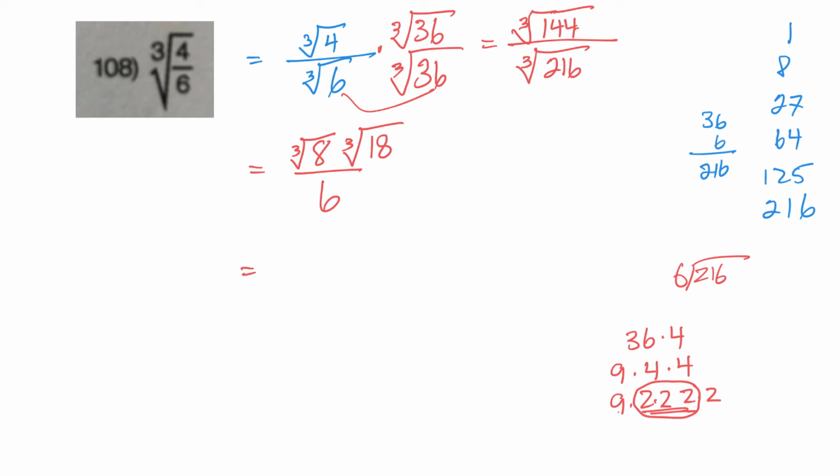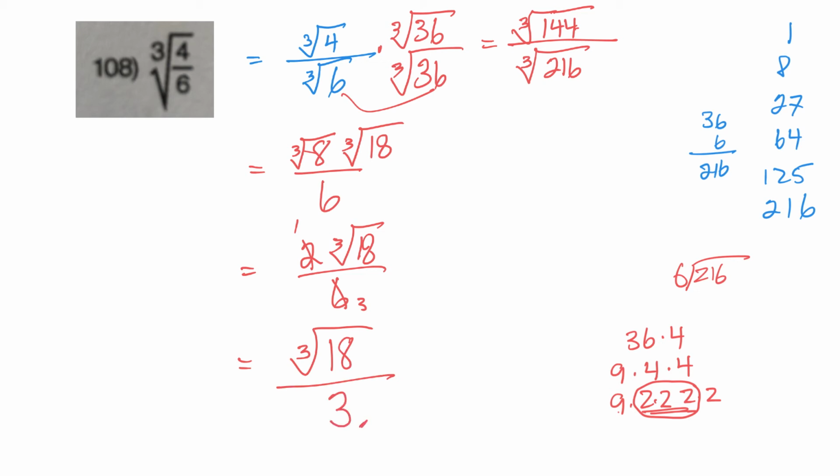Okay, now I'm doing that because the cube root of 8 is 2, and then I can probably simplify that with the 6 on the bottom. So 2 goes into 2 once and into 6 3 times, so the answer is cube root of 18 divided by 3. I'd love to be able to divide the 3 into the 18, but one's in a radical, one's out, so you can't. So I'd probably stop there.